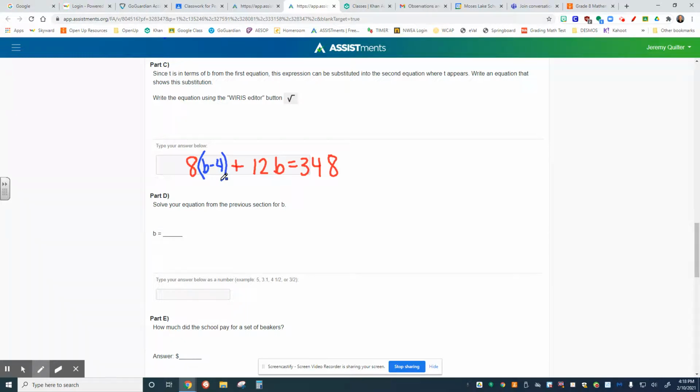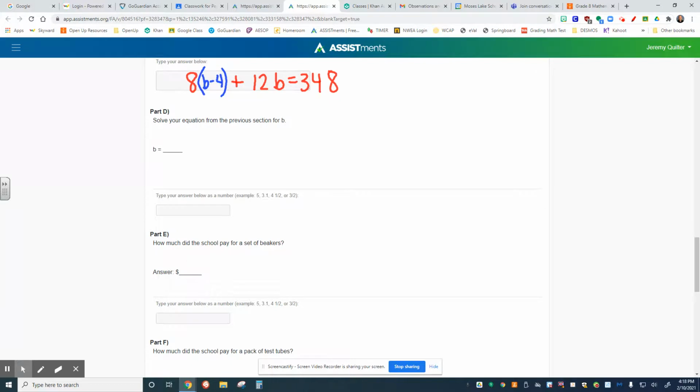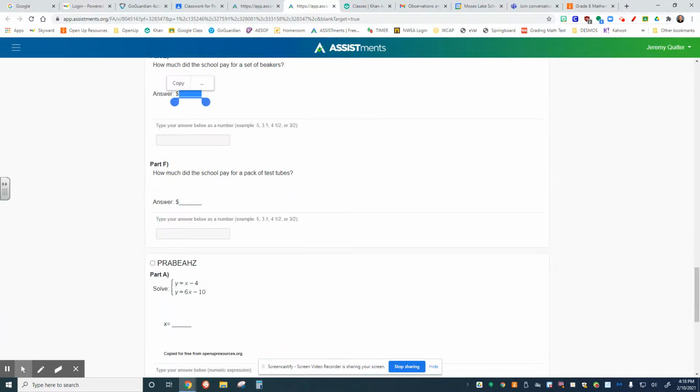And then after we figure that piece out, we'll be able to go back and find out how much that cost actually was for the beakers. And then from there, we can go back and find out what the cost for the test tubes is right here. So that's that part of it.